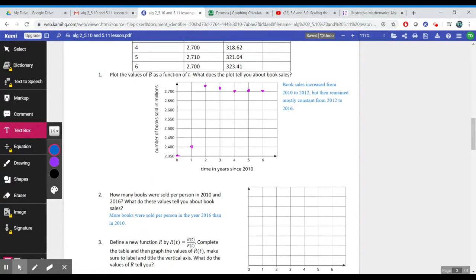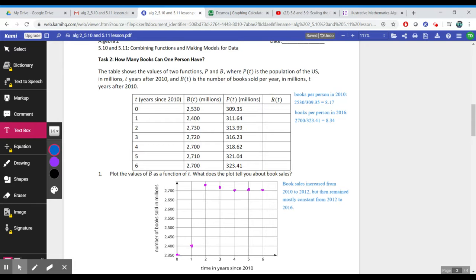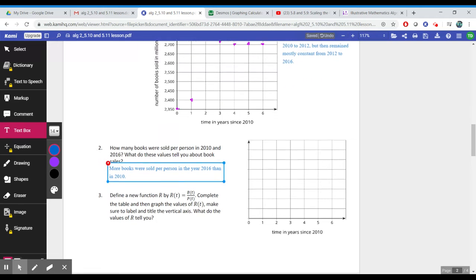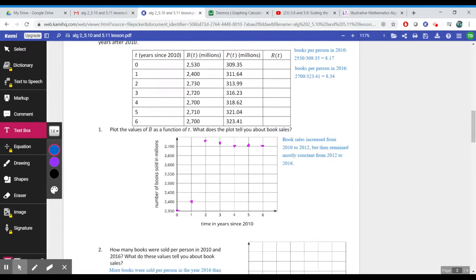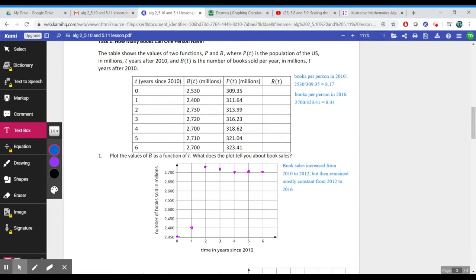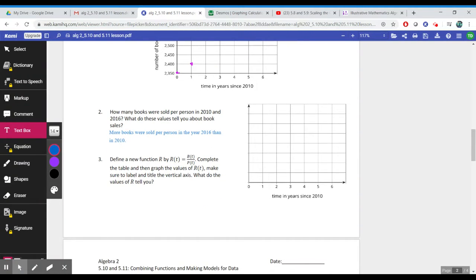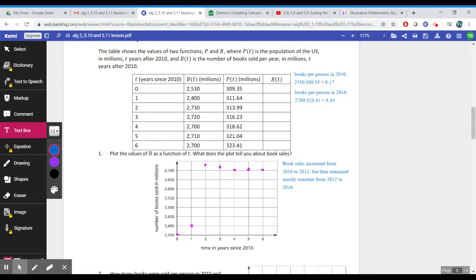Okay, so we found that by looking at these two separate functions, and we were able to get values for what the books sold per person were by dividing the number of books sold by the number of people. For number 3, it wants us to complete this process for all of our values and use that to define a new function. So it says define a new function R, I'm guessing R for rate of books sold, by R of t equals B of t divided by P of t. So that's exactly what we were doing up here.